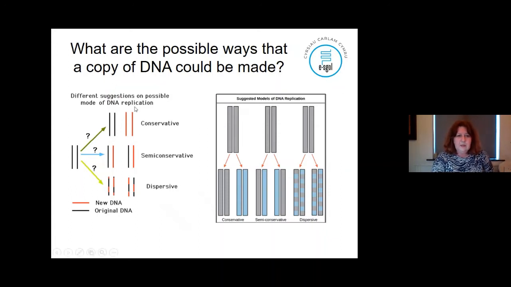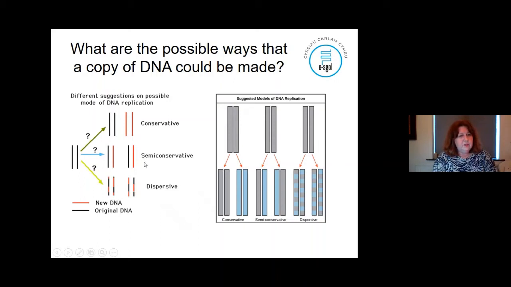So the first method, the top here, you can see the original DNA, still 2 black strands there. And what happens in conservative replication is that a completely new double-stranded molecule of DNA gets made or synthesized alongside the original. Okay, so after 1 generation of this DNA replicating, we've got a whole original molecule of DNA, and then we've got a whole new molecule of DNA, we'll call it.